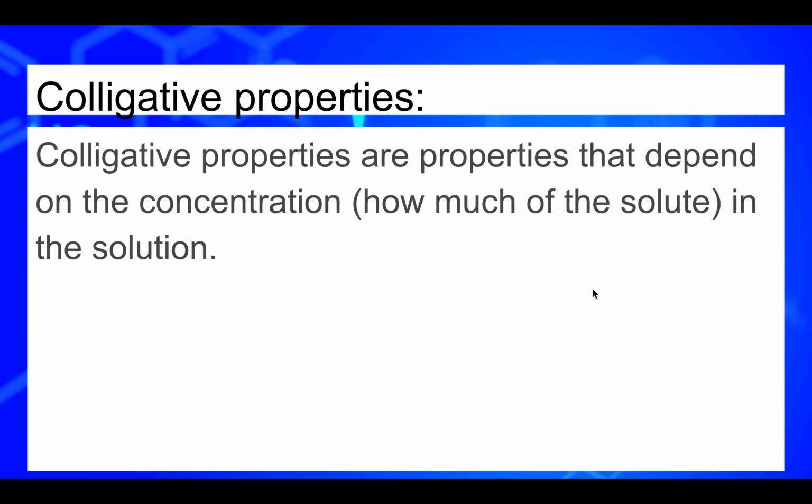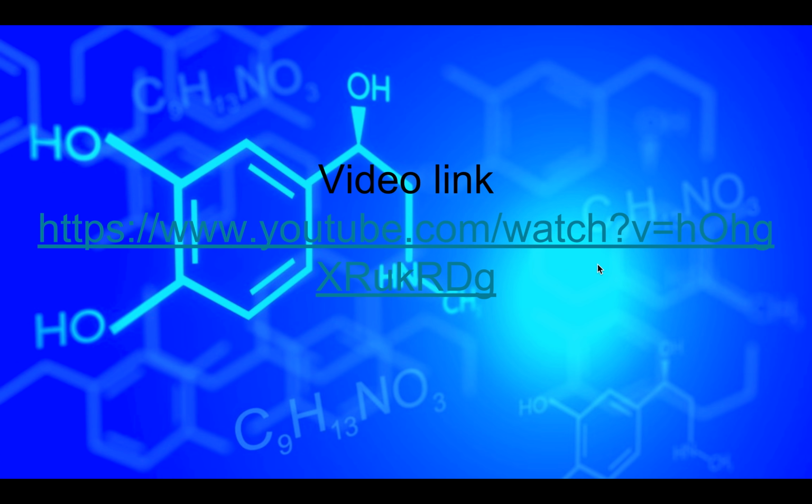Colligative properties. Colligative properties are properties that depend on the concentration or how much of the solute you have in a solution. In class, we're going to watch a video on colligative properties.